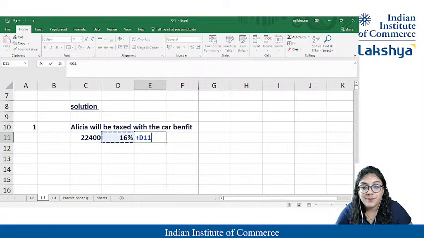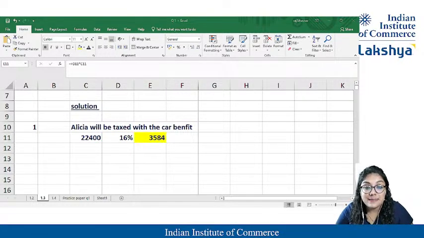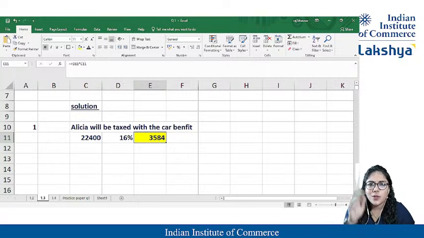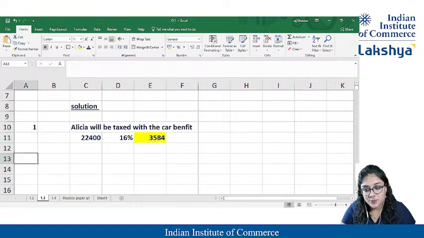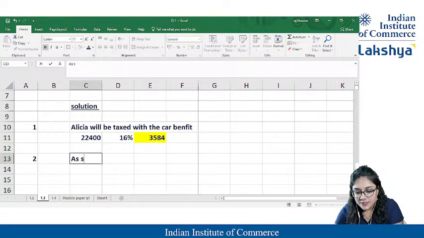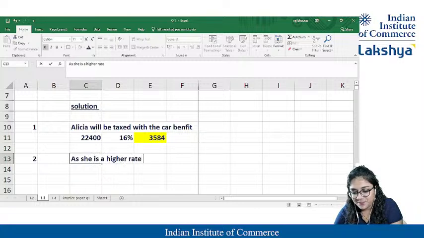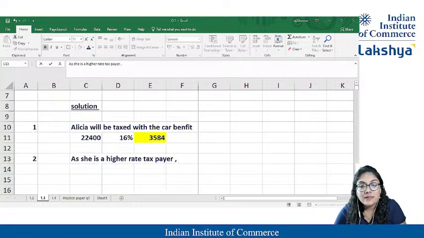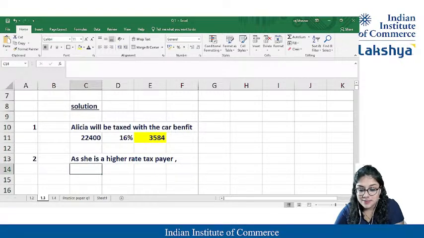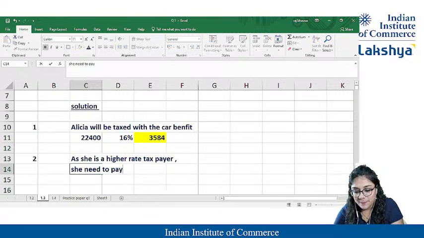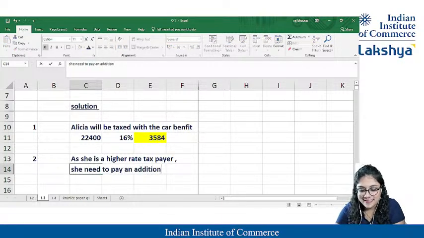So if I can calculate it, don't you think this is my income? If this becomes my income, what is this, students? This is something which we need to add to their income statements, that is the employment statement. Now if this is my income which has been increased, don't you think on this also I need to pay taxes? Yeah, students. So on the increased value, as she is a higher rate taxpayer, on this income also she needs to pay an additional income tax.